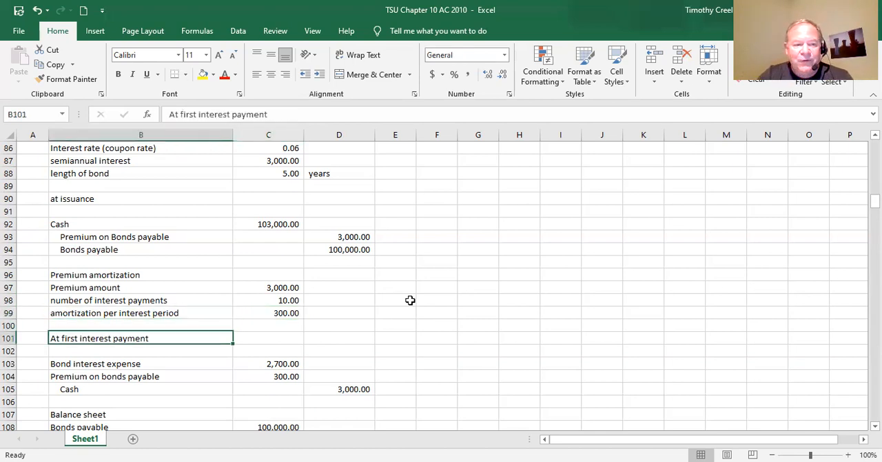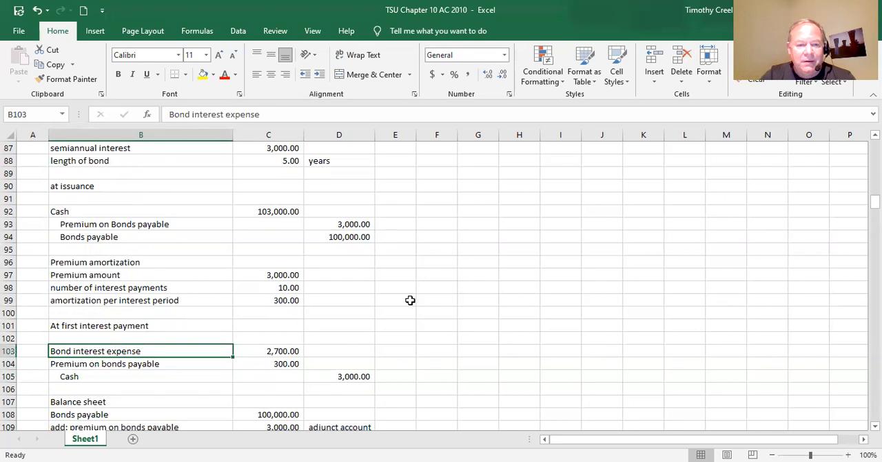Now, this is how we're going to make the first payment of interest. Our amount of interest is the same as what we looked at in the last example. We're going to take the face value times the 6%, which is going to give us 6,000 per year. We're going to divide that by 2, and so we're going to get $3,000 of interest every 6 months. The same here as what we looked at in the other examples.